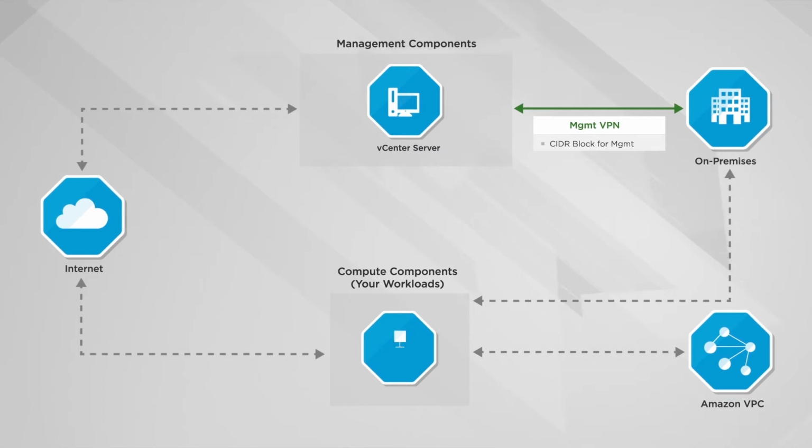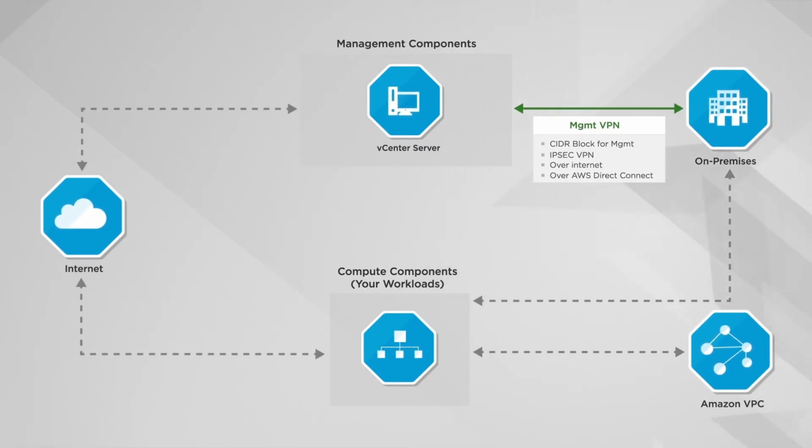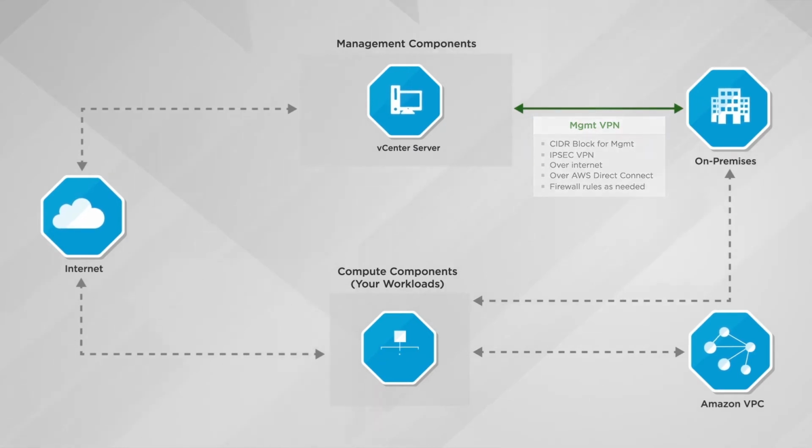After your SDDC is provisioned, you will need to build an IPsec VPN between your on-premises data center and management components. This VPN can travel over the internet or over AWS Direct Connect. Once connected, you can build firewall rules in the VMware Cloud on AWS console to control access to the vCenter server from your on-premises data center.